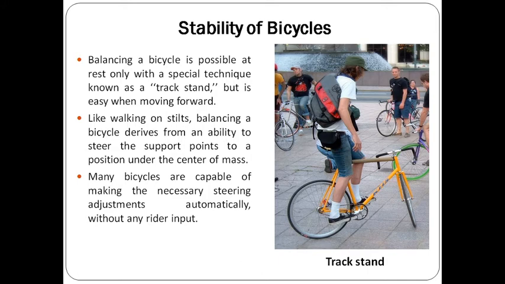Like walking on stilts, balancing a bicycle derives from an ability to steer the support points to a position under the center of mass. This keeps a bike stable. Many bicycles are capable of making the necessary steering adjustment automatically without any rider's input, which we'll see in the coming slides.